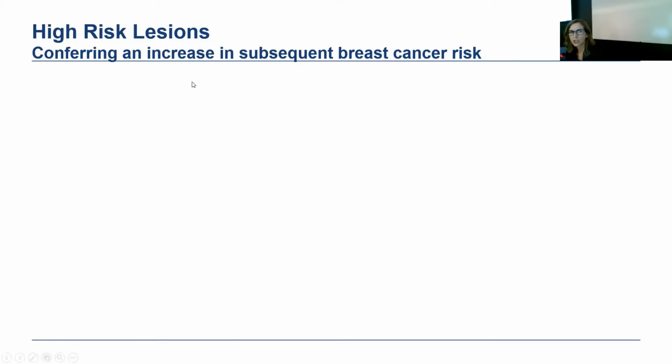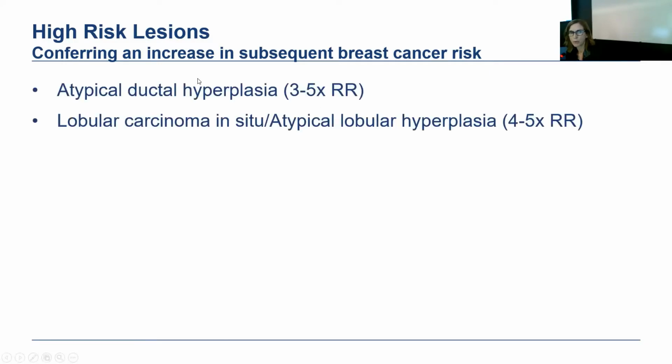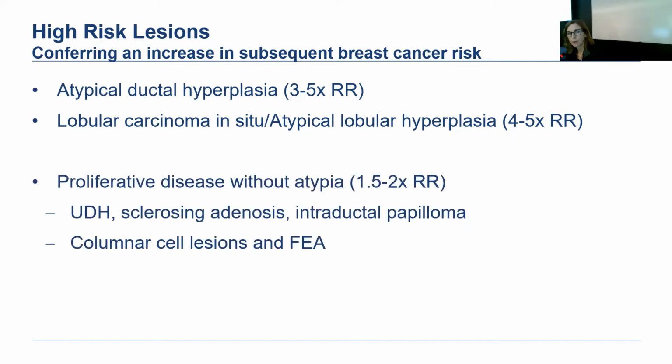So high-risk lesions conferring an increase in subsequent breast cancer risk, as you well know, include things like atypical ductal hyperplasia, lobular carcinoma in situ, and atypical lobular hyperplasia. Proliferative disease without atypia, UDH, sclerosing adenosis, those entities really don't confer a significant, or at least only a minor, increase in subsequent breast cancer risk. So these are not in our high-risk lesion category in terms of subsequent breast cancer risk.